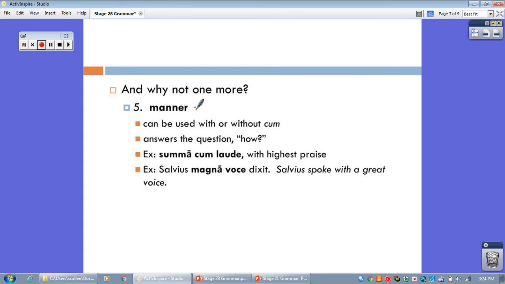And then, why not one more for good measure? Ablative of manner. It can be used with or without the preposition cum. It always answers the question, how? So for example, you want to graduate summa cum laude. It tells you how you graduated. How? With highest praise. Or look at this sentence, which we've actually seen in stage 28. Savius magna voce dixit. He spoke with a great voice. It tells you how he spoke. So when ablative words tell you how, that's called an ablative of manner.